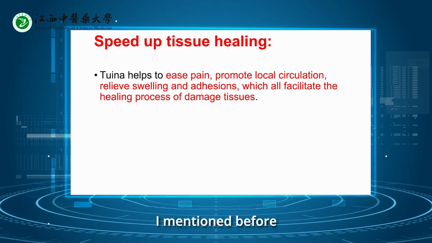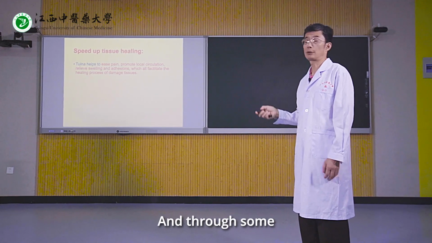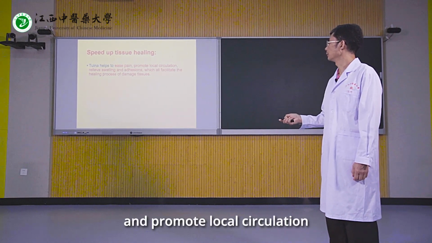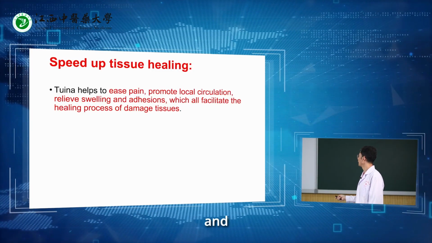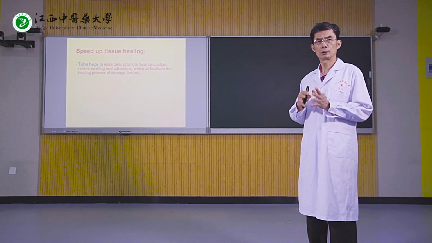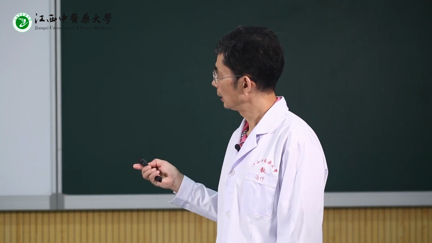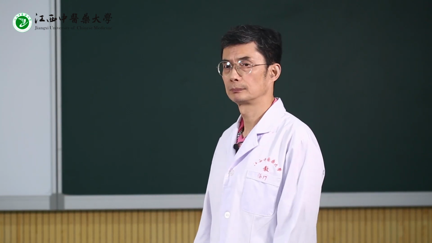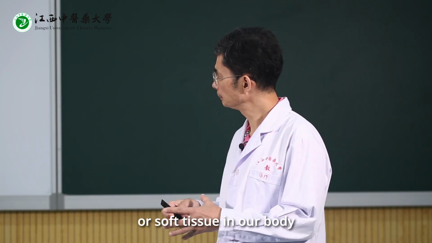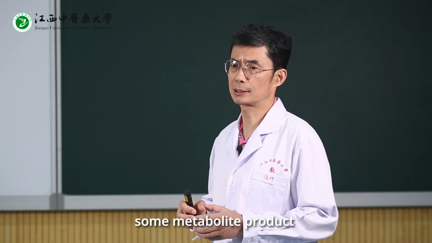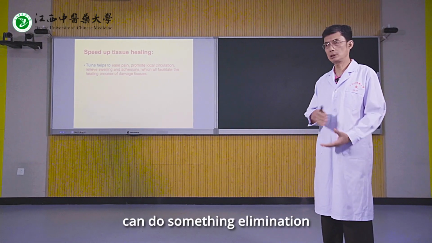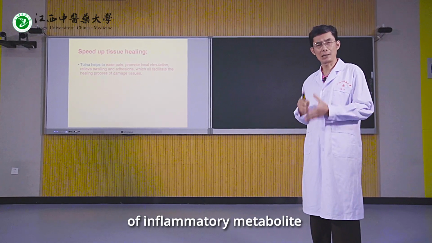Next slide. Tuna is able to speed up tissue healing. As I mentioned before, tuna can relieve pain through bioactive ingredient release. It can relieve pain, promote local circulation, relieve swelling and adhesion, and facilitate the healing process of damaged tissue. Why is that? Not only does it enhance the bioactive ingredients, but tuna manipulation can also increase metabolism. When there is inflammation or a strain of muscle or soft tissue in our body, some metabolite products will be there. So tuna therapy can increase metabolism and help eliminate inflammatory metabolites from the body.